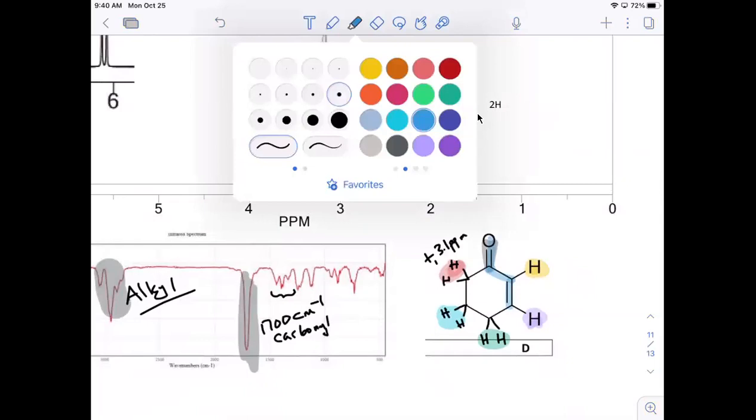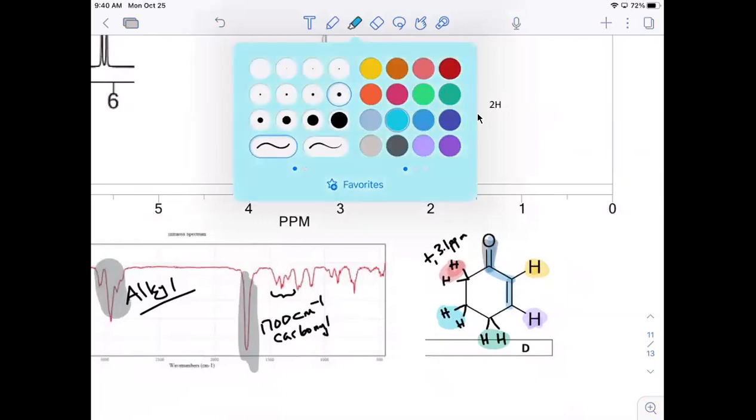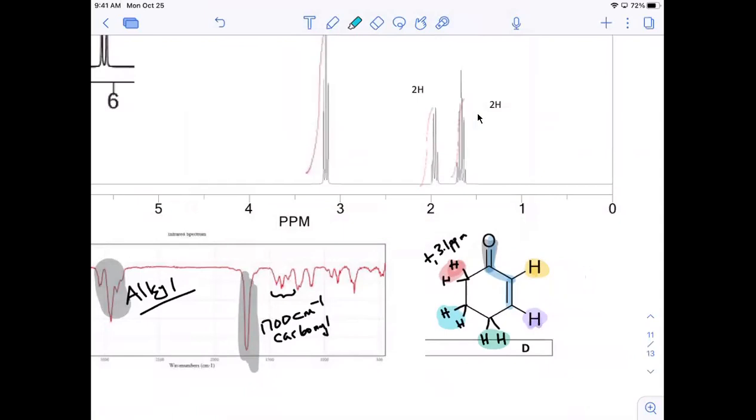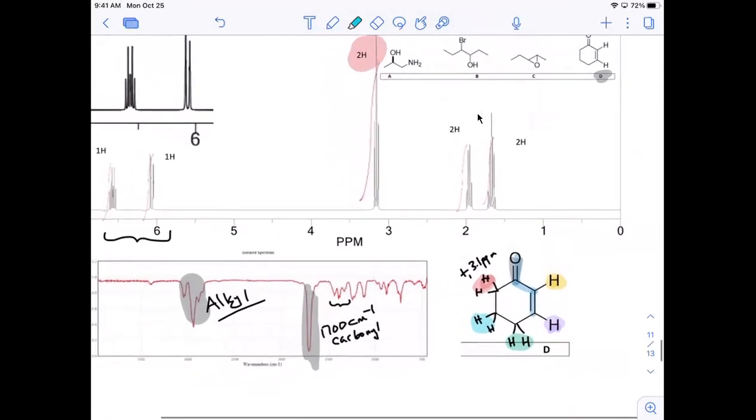All right, now let's look at the next set of protons, the ones that are kind of a teal color. Make sure I get the right pen. Yeah, that's it. All right, what do you think? Can't use integration because everything is integrated with 2 protons.